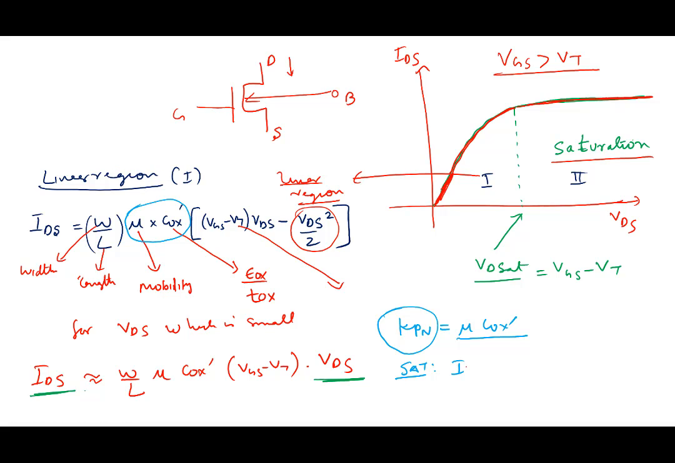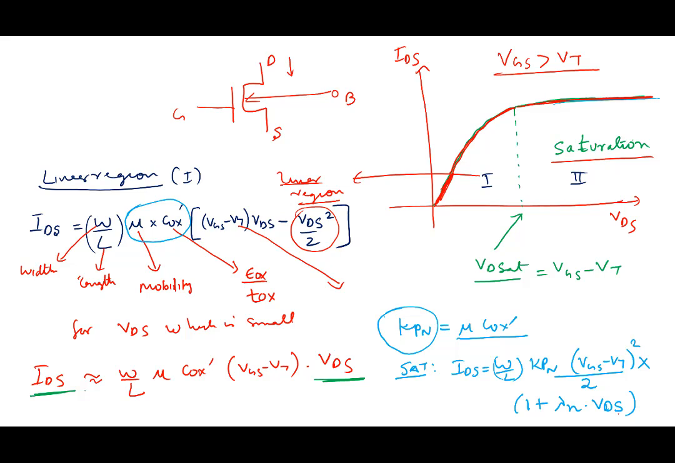IDS you can see is almost independent. IDS is W by L Kpn VGS minus VT square by 2. It's almost independent of VDS, but if you look at it closely, there is a small slope, so we multiply by, to be more accurate, 1 plus lambda n VDS here. So that's the model in saturation. IDS is W by L Kpn VGS minus VT square by 2, 1 plus lambda n VDS.